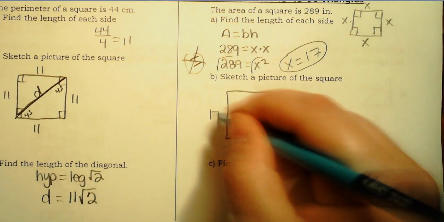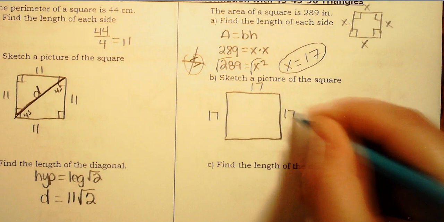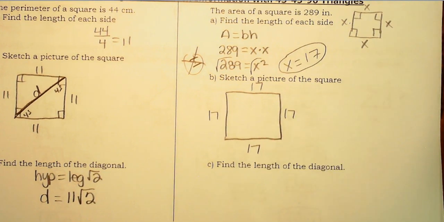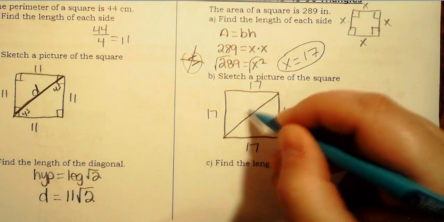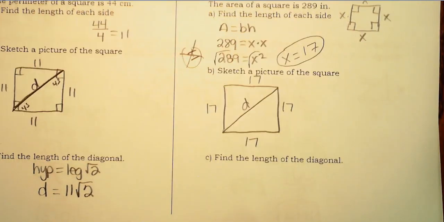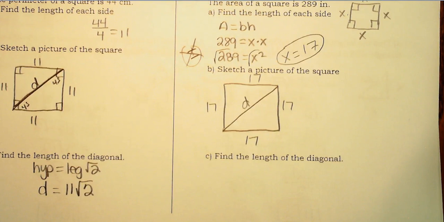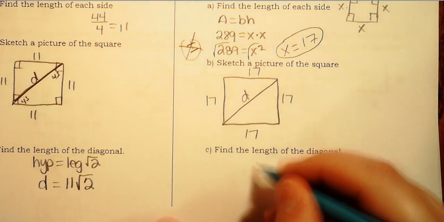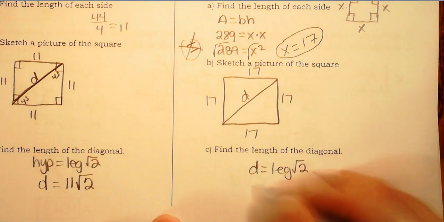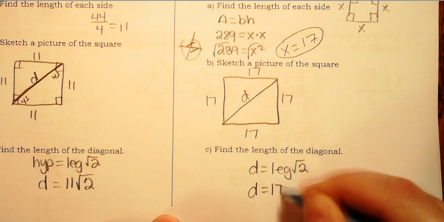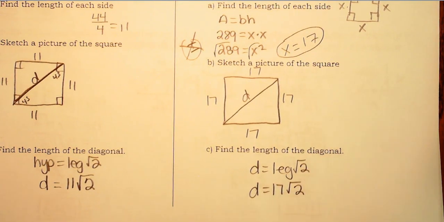Now, here's my square then. Put the 17s all around. And then it also says find the length of the diagonal. So this is extremely similar to the question we just did. The step is just different to find the length of the side. So my hypotenuse here is my diagonal, and it should be the leg times the square root of 2. So for this question, I'd be looking for 17 radical 2 as my answer.